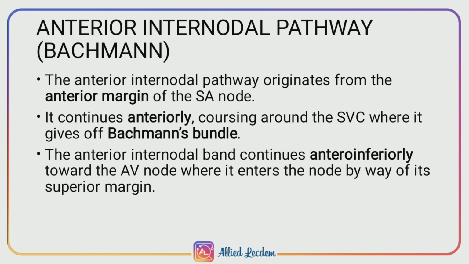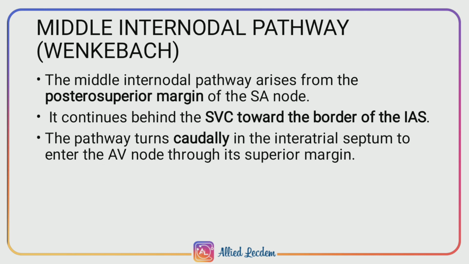The middle internodal pathway or the Wenckebach pathway. The middle internodal pathway arises from the posterior superior margin of the SA node. It continues behind the SVC towards the border of the interatrial septum. The pathway turns caudally in the interatrial septum to enter the AV node through its superior margin.